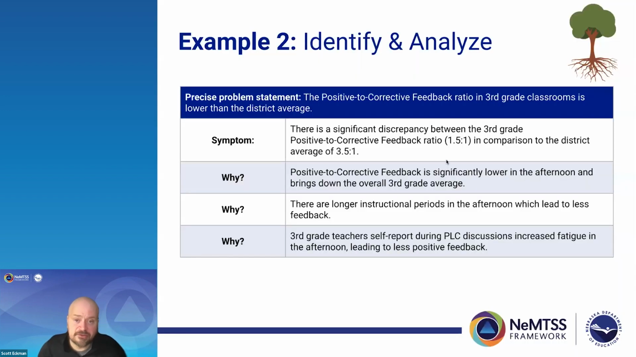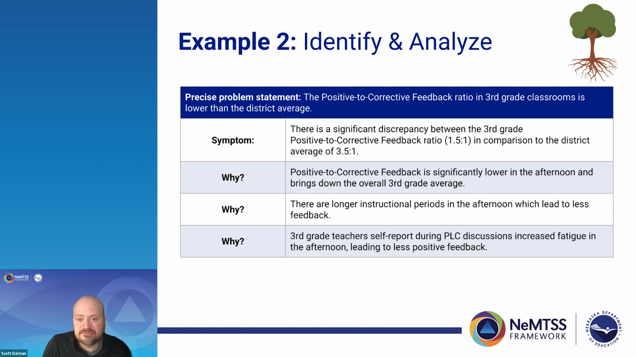So during a recent third grade PLC, the team crafted a precise problem statement that, based on recent fidelity data, the positive to corrective feedback ratio in third grade classrooms was lower than the district average. In fact, the third grade ratio in this case was 1.5 to 1, whereas the district average was 3.5 to 1. So the third grade PLC asked themselves, why are they seeing these results?